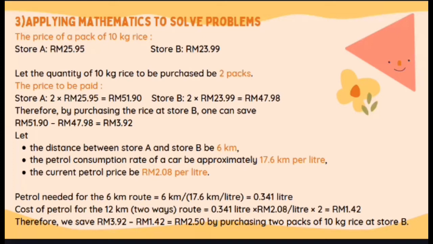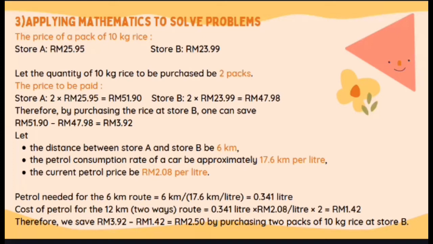Let the distance between store A and store B be 6 km. The petrol consumption rate of a car be approximately 17.6 km per liter. The current petrol price be 2 ringgit and 8 cents per liter. Petrol needed for 6 km road. 6 km over 17.6 km per liter equals 0.341 liter. Cost of petrol for 12 km road.